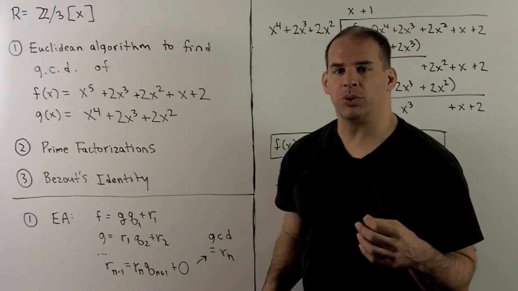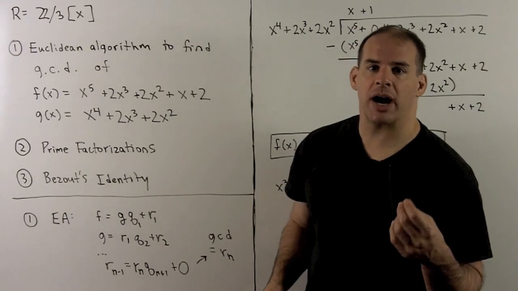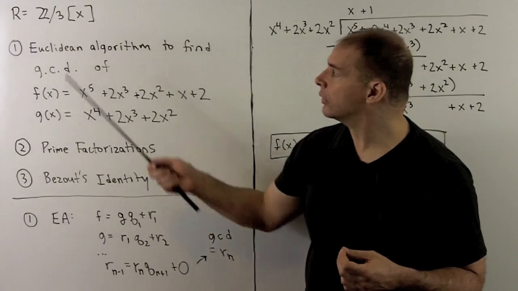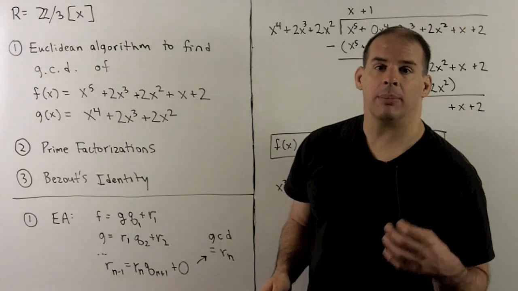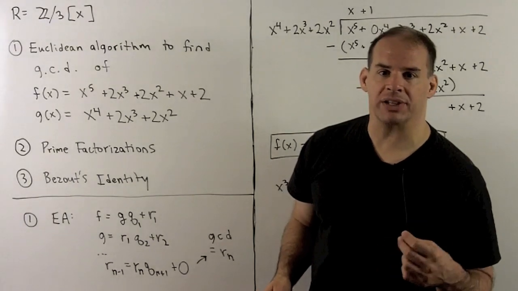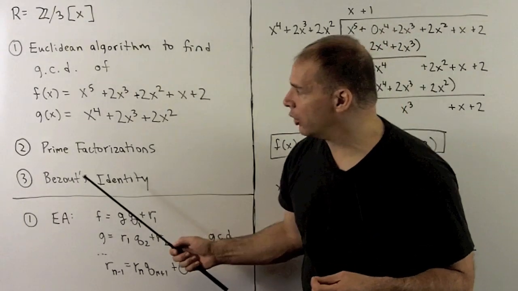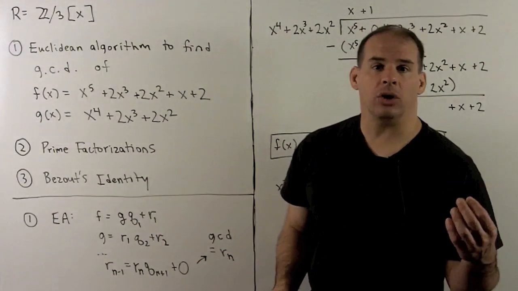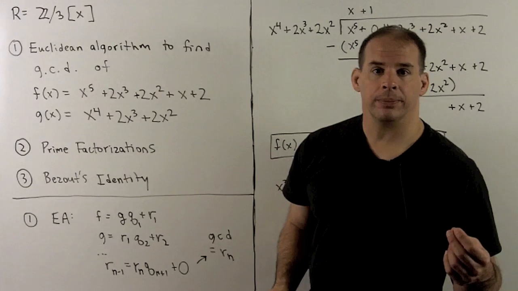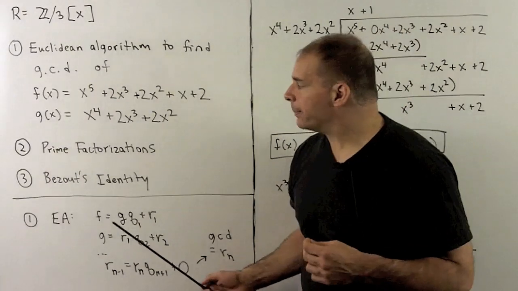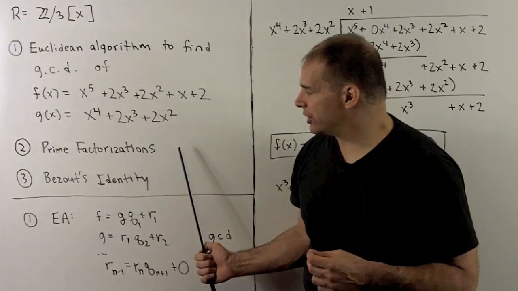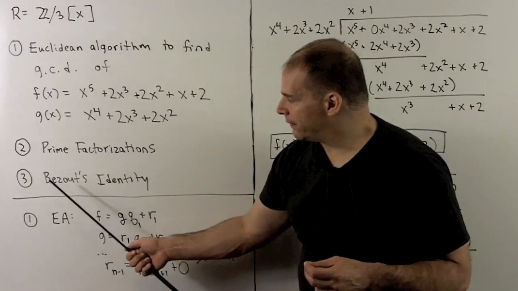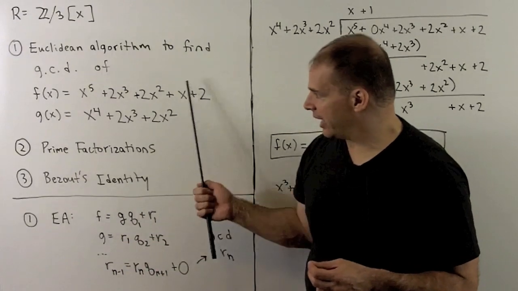We're used to doing long division with real polynomials, so let's try it over Z mod 3. The problem is, apply the Euclidean algorithm to find the greatest common divisor of the polynomials f of x and g of x. These are going to be polynomials over Z mod 3. Once we've done that, we'll want prime factorizations. Then we'll want to find the coefficients for Bezout identity in this case.